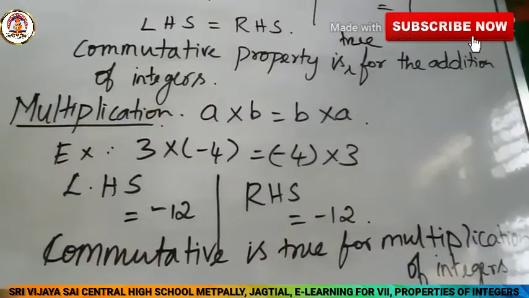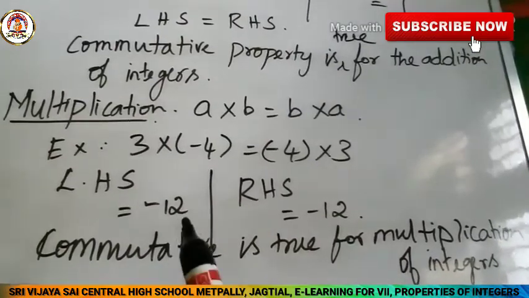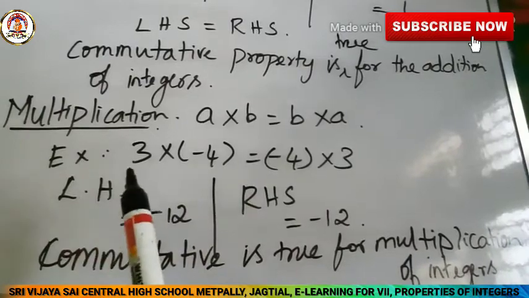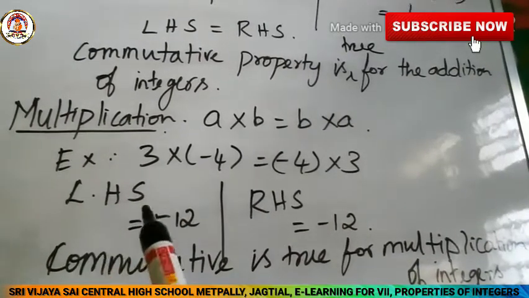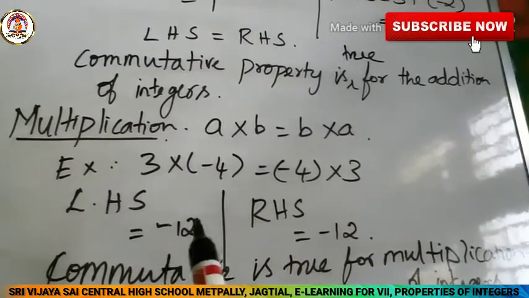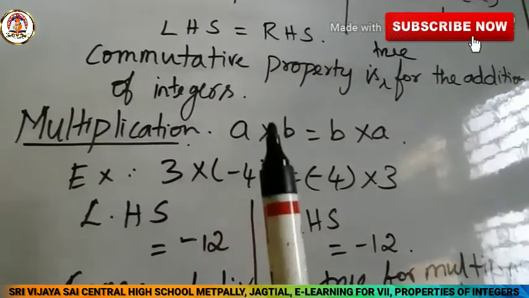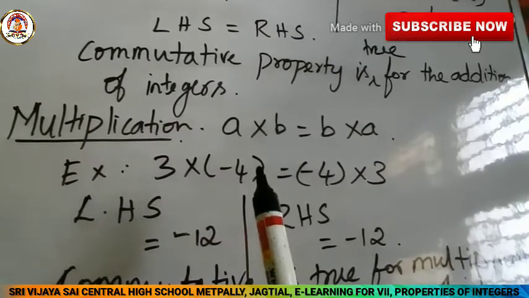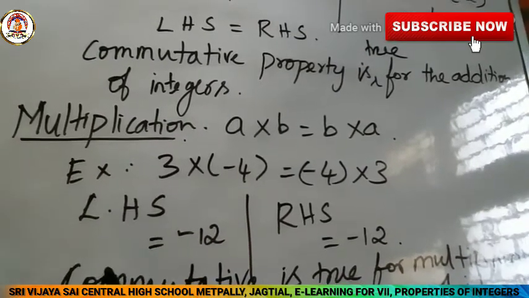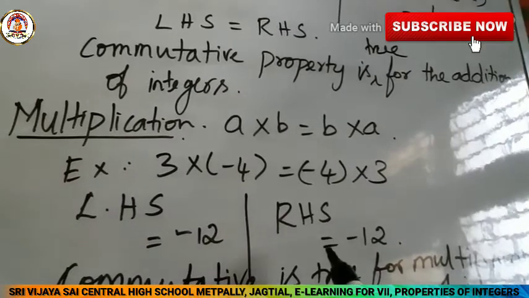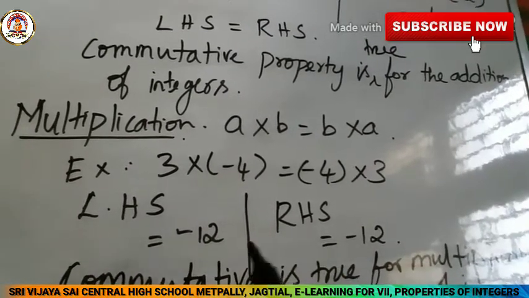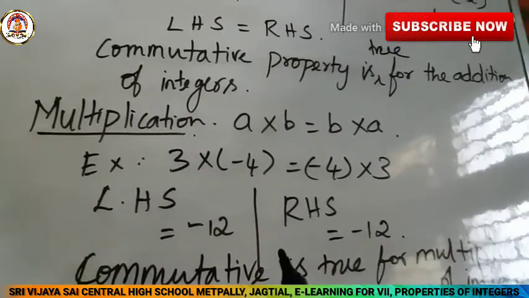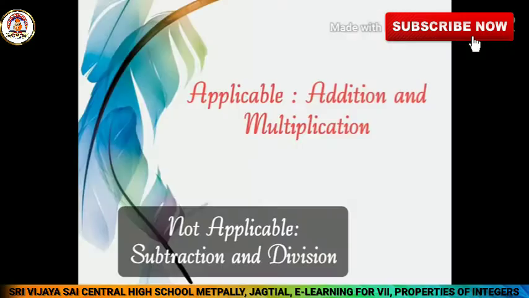Next one is for multiplication. Here a cross b is equal to b cross a. When you calculate the LHS and RHS, you have to get the same, like in addition, but here the operation changes to multiplication. The LHS gives -12, and the RHS gives the same -12. Both are the same, so the commutative property is true for the multiplication of integers.